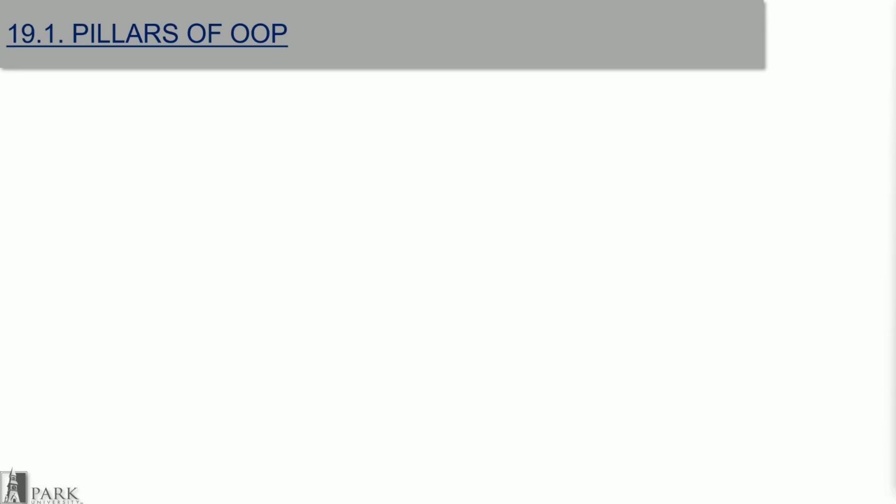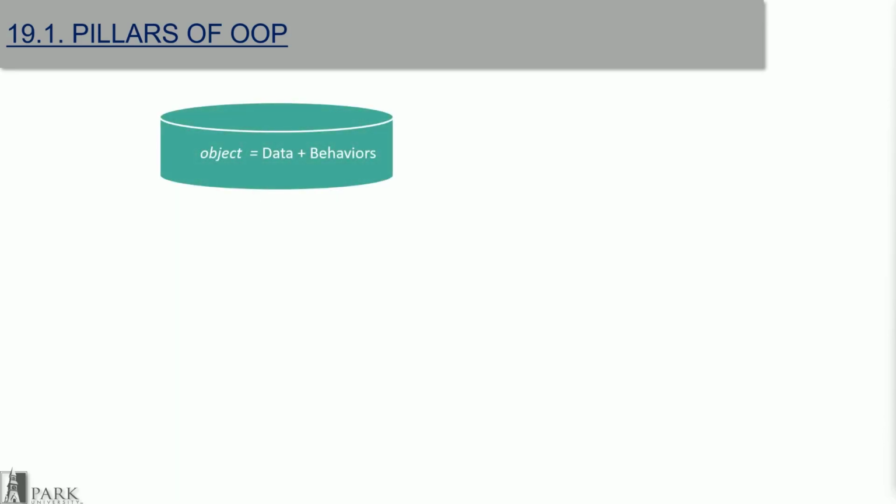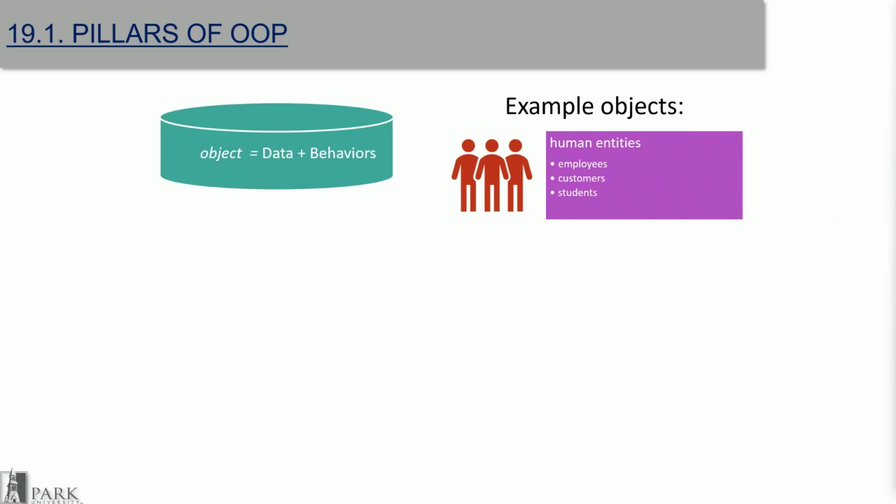So we've already covered what a class is in Python. And that is we have an object, right? Classes are our blueprints that create objects. And objects have both data and behaviors. So some examples of this would be employees. They can be customers. They can be students. These are all examples of human entities, right? They're all things that people do.